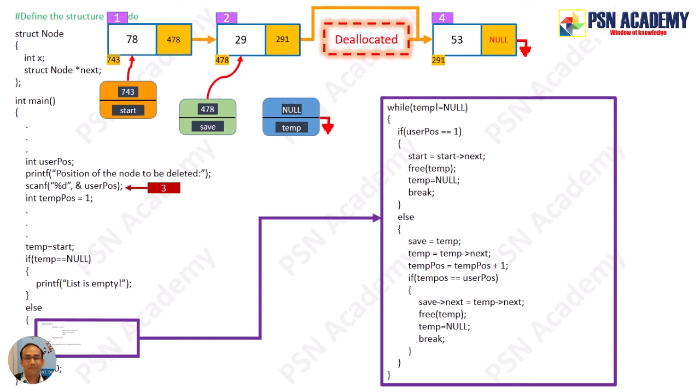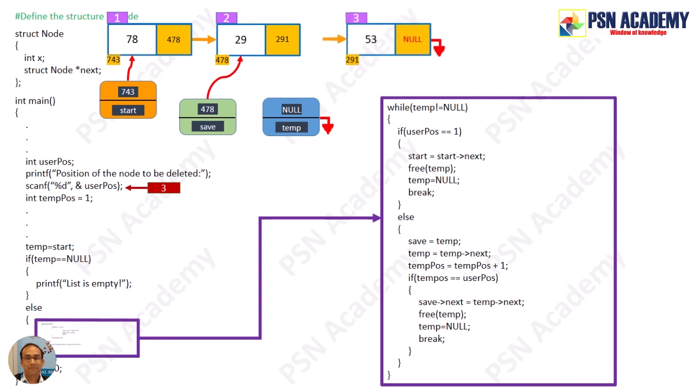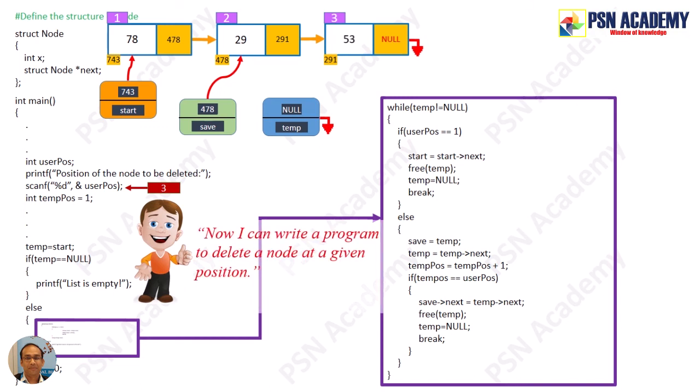So let's clean up a little bit. This becomes 3 and it will look like this finally. So I hope it's clear to you how to delete a node at a given position in a linked list.